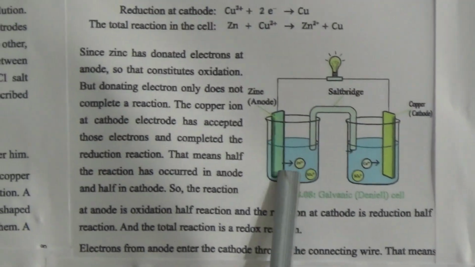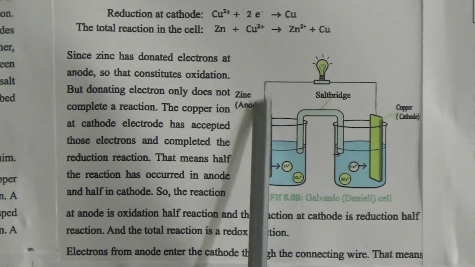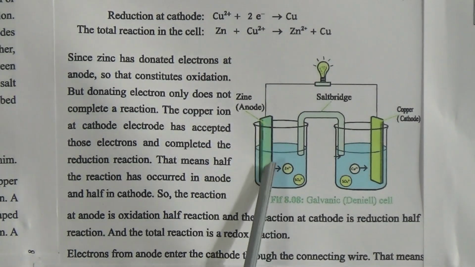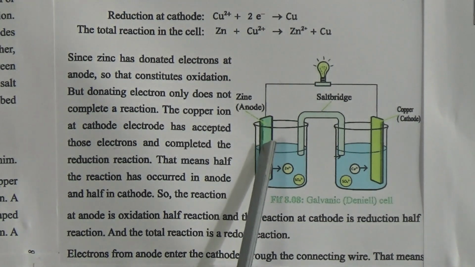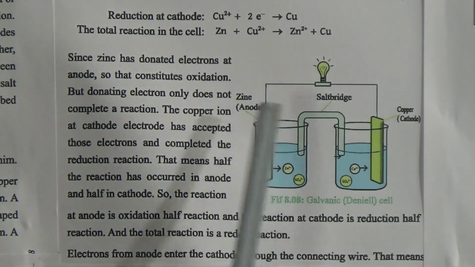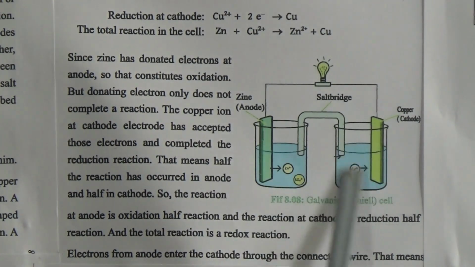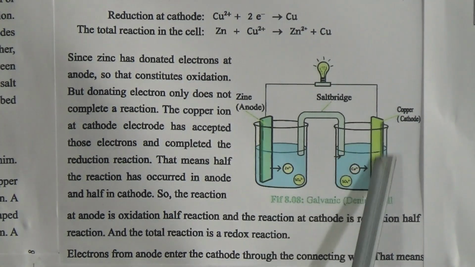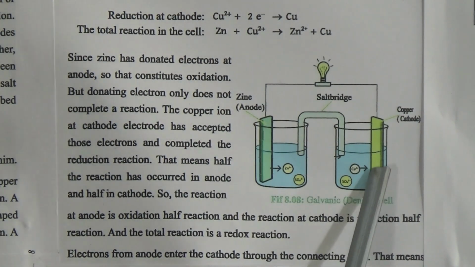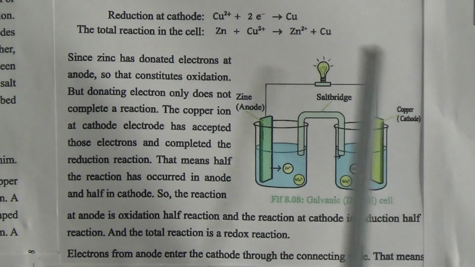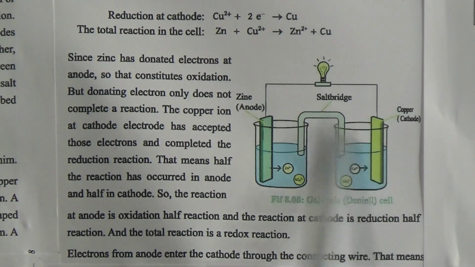If you see, this is the picture of the galvanic cell. This is the zinc sulfate solution and this is the zinc stick, and it works as the anode. It works as the anode because zinc is a more reactive metal than copper, and this is the copper sulfate solution. Here the copper stick is dipped in the copper sulfate solution, and because it is less reactive than zinc, that's why it acts as the cathode.